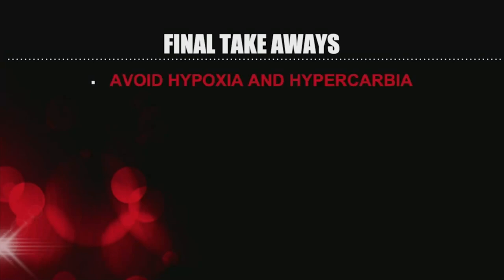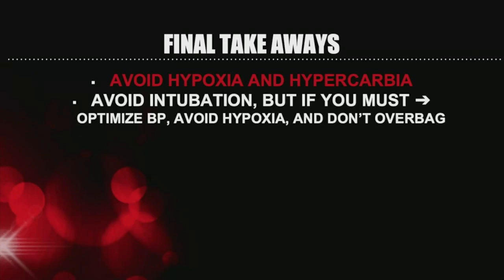So the final takeaways I have for you all, if you remember nothing else from my talk today, here's just a few key points. With your patients with acute right heart failure, avoid hypoxia and hypercapnia and be very diligent about it, and avoid intubation if you're able to. If you really do have to intubate them, just be mindful of keeping it hemodynamically neutral, considering ketamine as your most preferred approach, trying to avoid hypoxia and trying to avoid overbagging and having a very large tidal volume after the intubation.